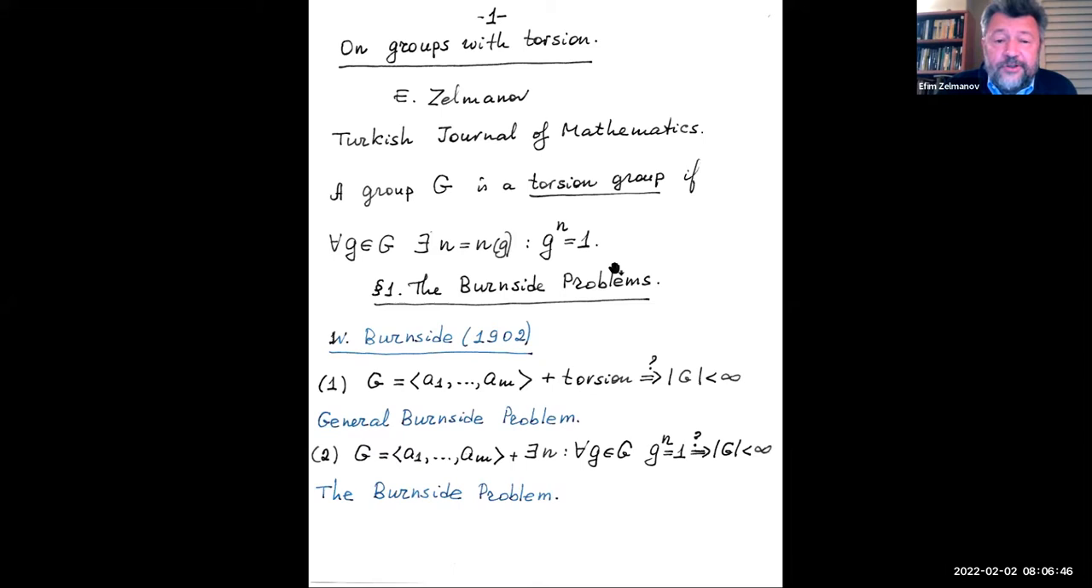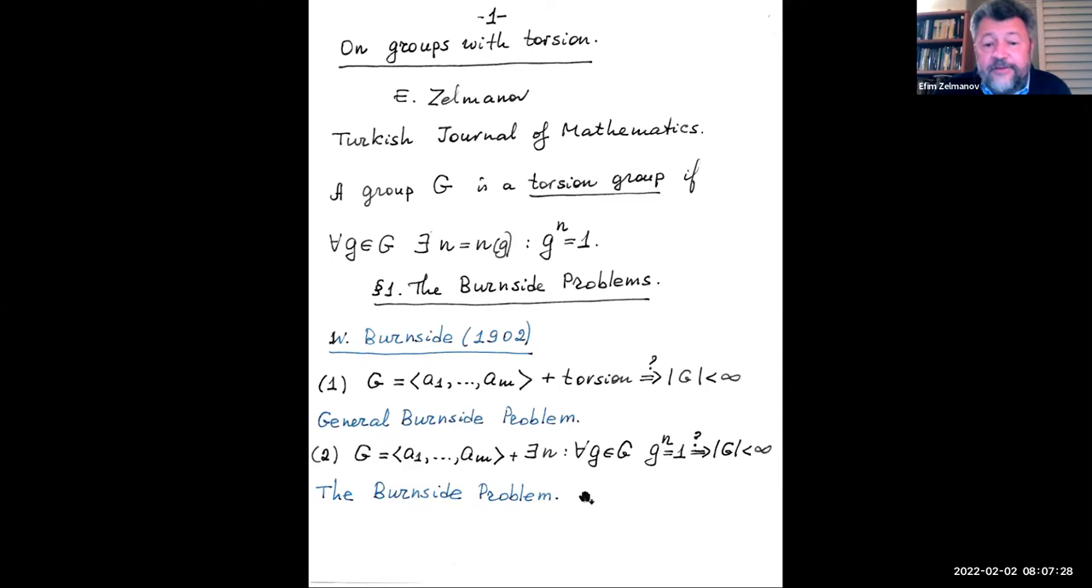In 1902, William Burnside formulated maybe the first problem about infinite groups, even two problems. The first one was: suppose that a group has finitely many generators, and suppose that it is torsion. Does it imply that the group is finite? It became known as the general Burnside problem, because a finite group clearly has finitely many generators, and by Lagrange's theorem, an arbitrary element has finite order. So is it enough to make a group finite?